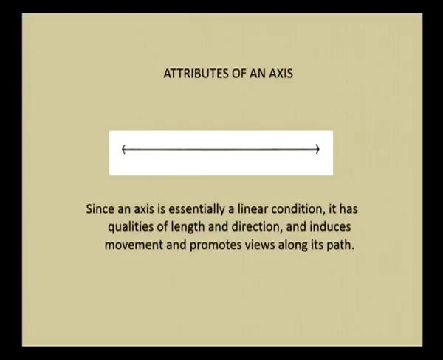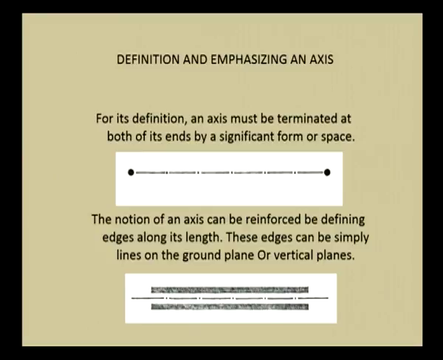Since an axis is essentially a linear condition, it has qualities of length and direction and induces movement and promotes view along its path. Definition and emphasizing an axis. How an axis in architecture can be emphasized. That is what we are going to see now.